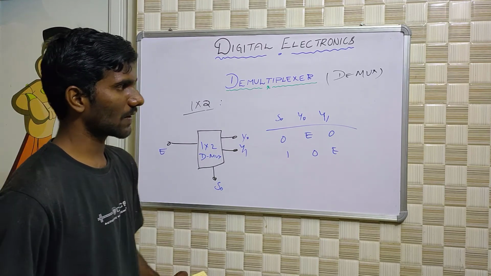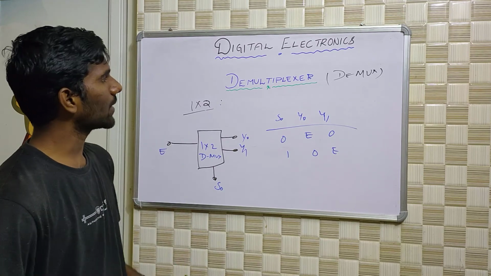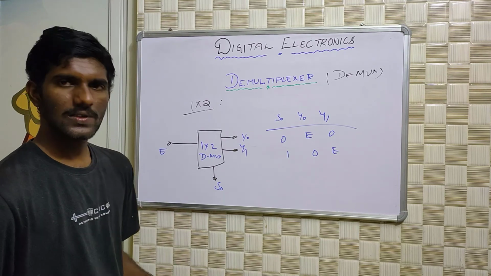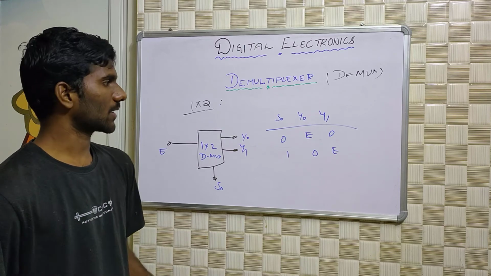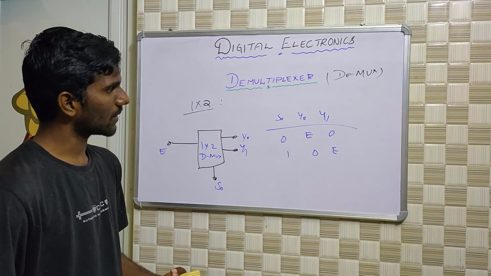So this is about demultiplexer. A demultiplexer also looks the same as a decoder. We'll see what a decoder is in the next class.